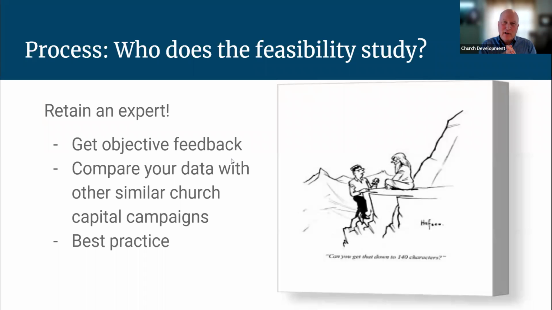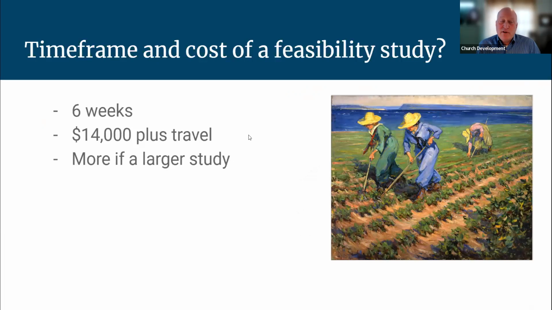Conducting a feasibility study by an expert is a best practice. You can ask your denominational leaders what they think about it. And the recommendation is always, please do a feasibility study. Please hire an expert. You will raise a heck of a lot more money. So how much does it cost and how long does it take? Normally it's $14,000 plus travel, usually takes 6 weeks. If it is for a much bigger scope, it might be more.